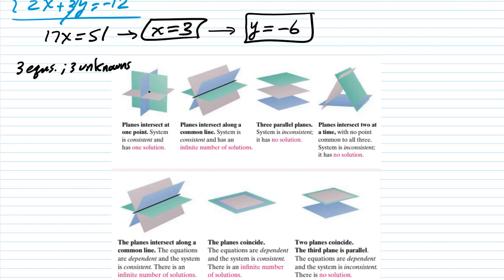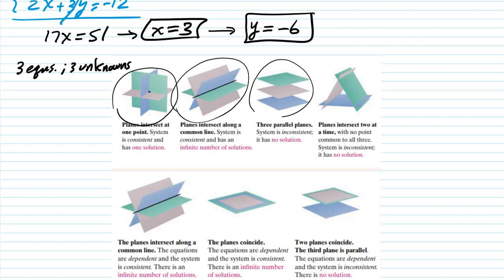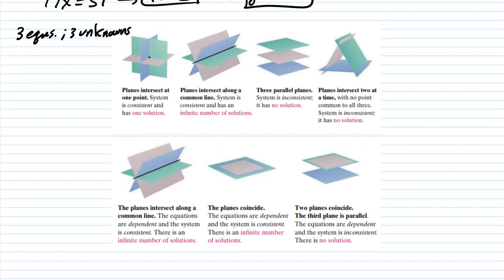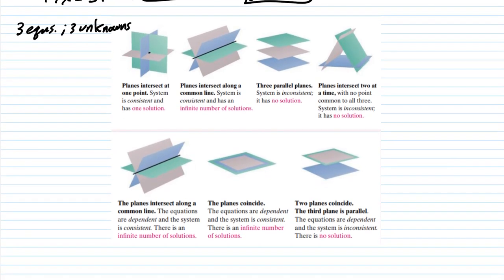Well, each of those equations, the graph of it is going to be a flat surface. Now, there are a number of ways these surfaces can come together, as you can see here. This is not an exhaustive list, but those are the most common ways the three planes, or surfaces, flat surfaces, could be drawn.